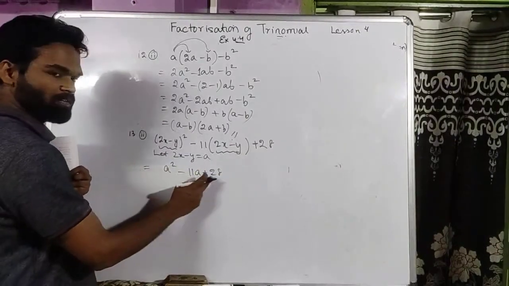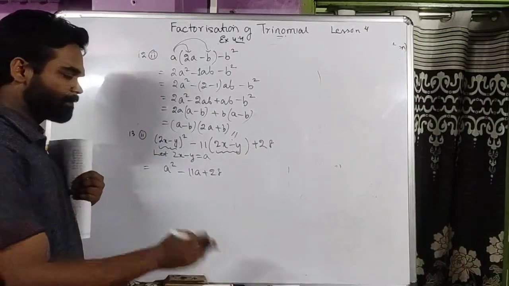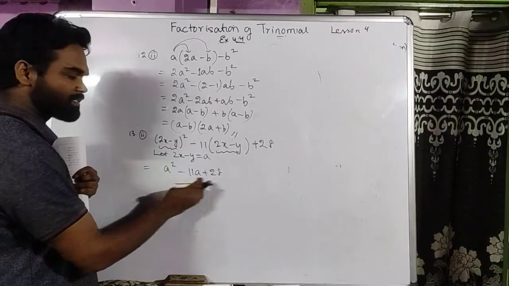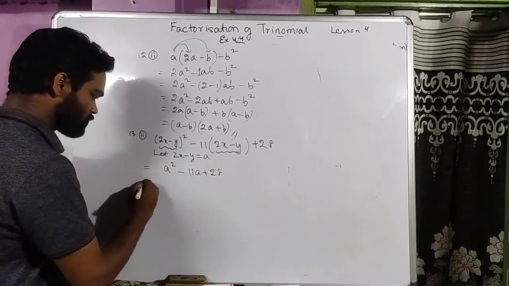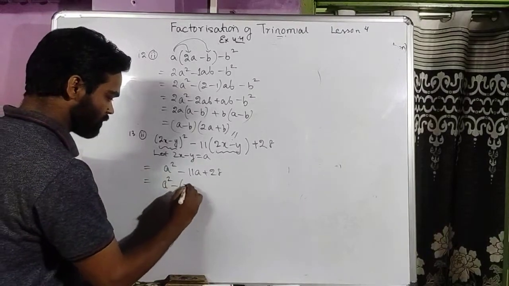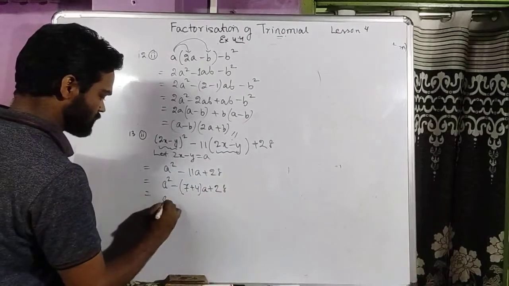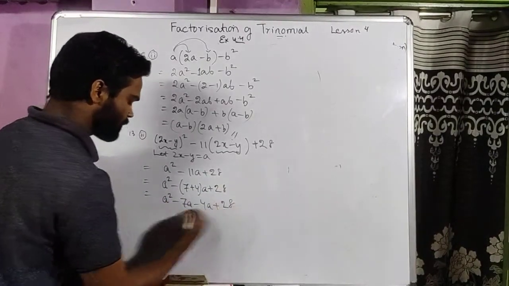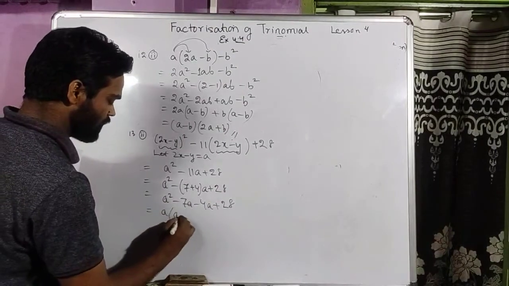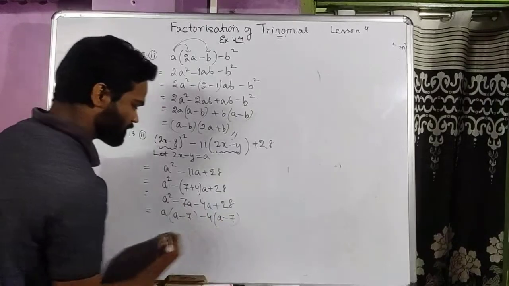Now again both are positive, so 11 will be expressed as the sum of two numbers. 7 plus 4 is 11, and 7 fours are 28, because 28 ones are 28. So this is a square minus (7 plus 4)a plus 28. So this is a square minus 7a minus 4a plus 28. So this is a minus 7, minus 4 taken common, a minus 7.